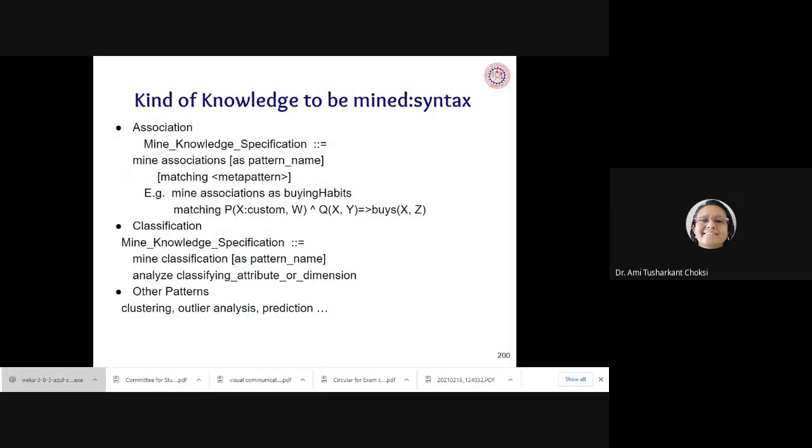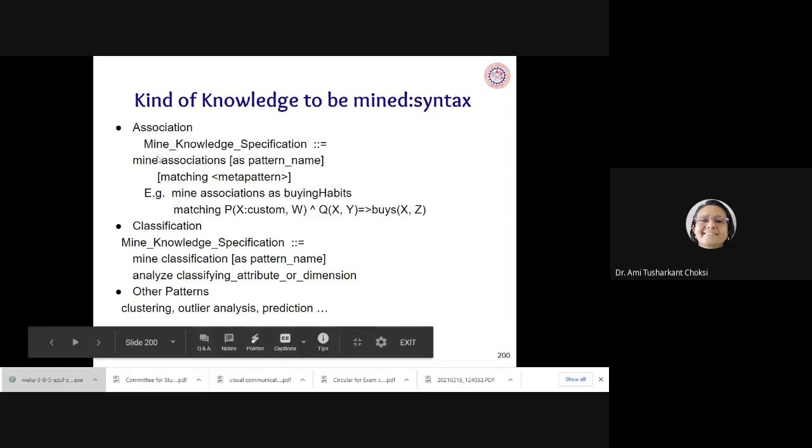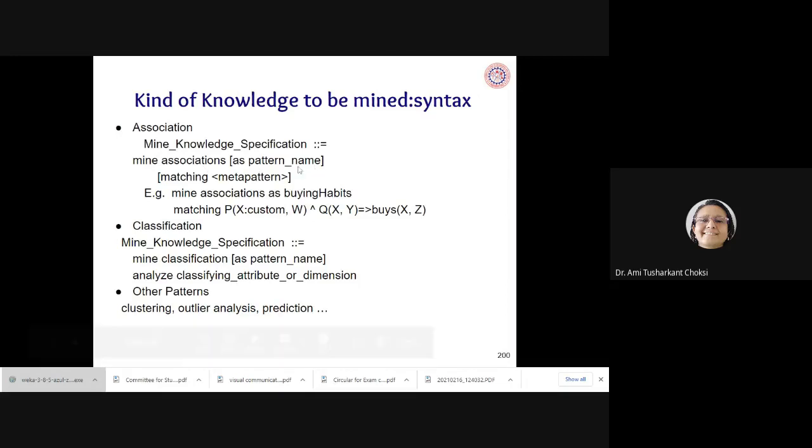So a few more queries are there. That is association. How do people do that? That is, mine associations as pattern name, matching meta pattern. So what we do over there, for example, mine associations as buying habits. We used to say from the first class of our data mining that in buying habits, people purchase bread, purchase butter also, right? This is the buying habit, that is, in pairs they are purchasing these two products, right?